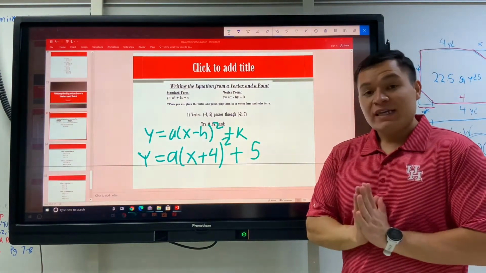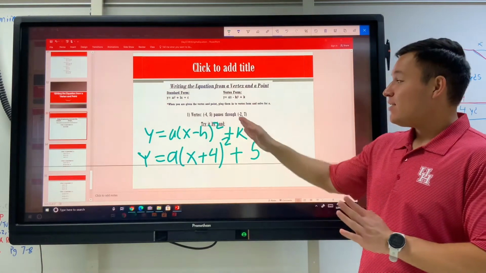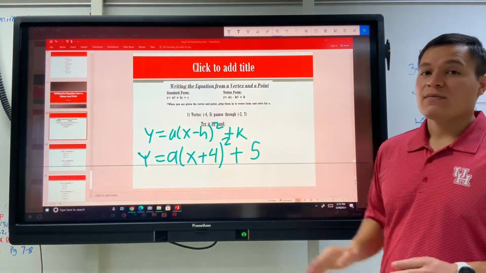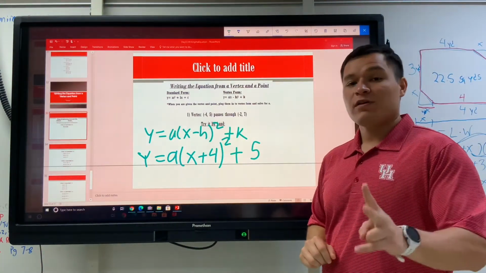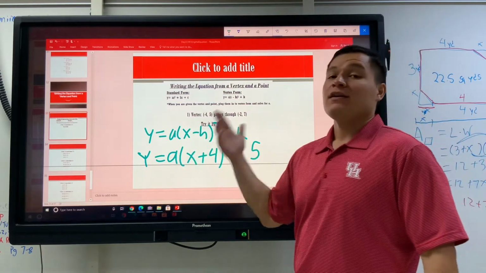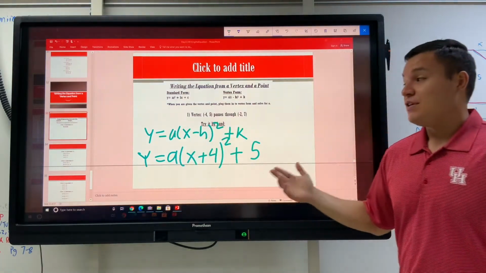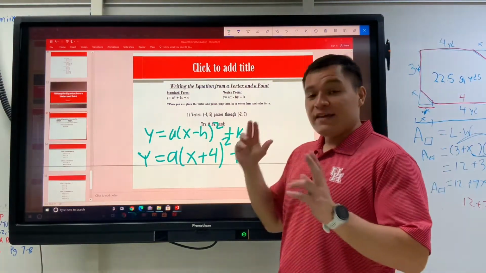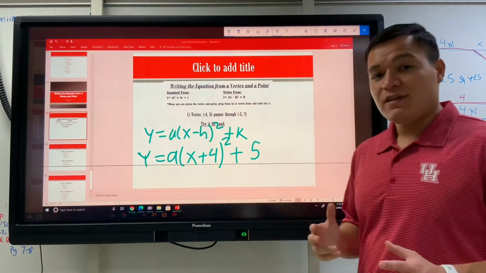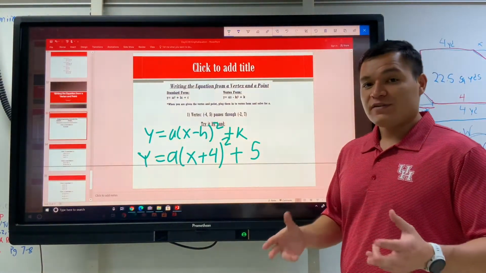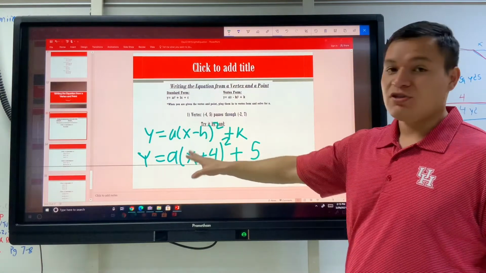We have too many unknowns the way that it is. That's why they gave you this second point. If you know the vertex and one other point, then you can create the vertex form equation. It's just going to take a few steps. And that's why we just practiced in that last video converting vertex form into standard form, because we're about to have to distribute some things.